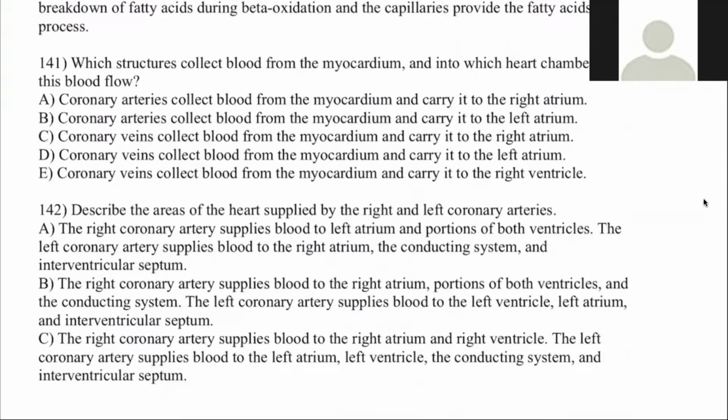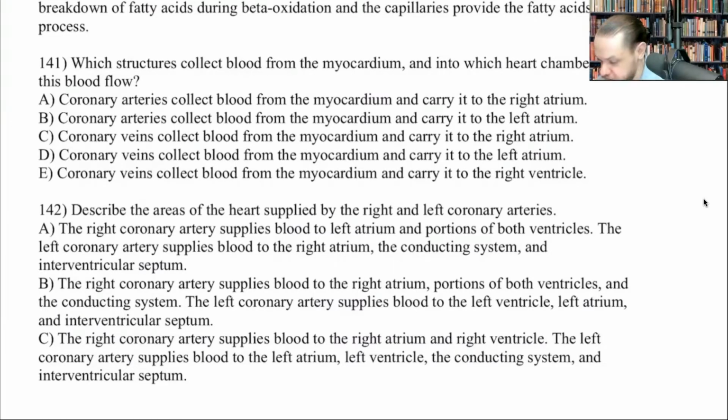Which of the structures collect blood from the myocardium, and into which heart chamber does the blood flow? It is coronary veins that collect it, and it goes into the right atrium. Correct. So C is the correct choice. So they collect blood from the myocardium and carry it to the right atrium. Makes sense, because then it's going to go to your lungs to get oxygenated, and then the cycle repeats itself.